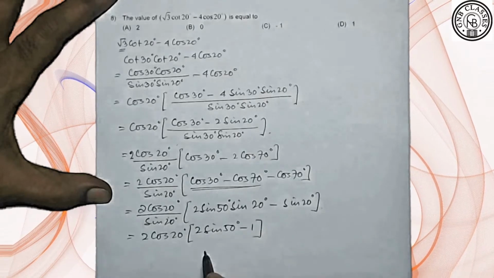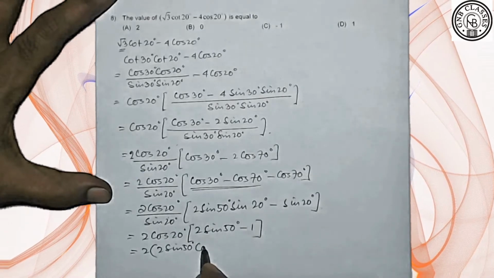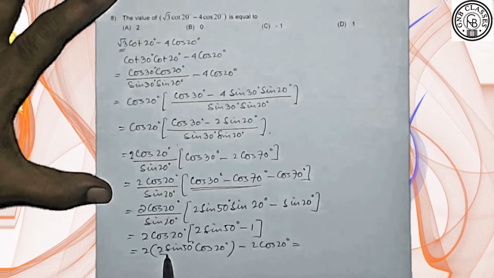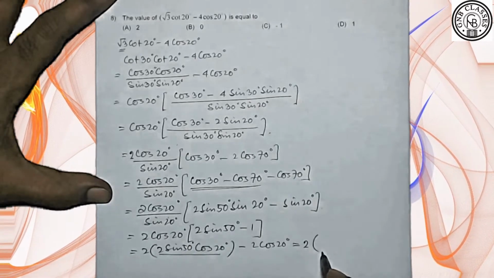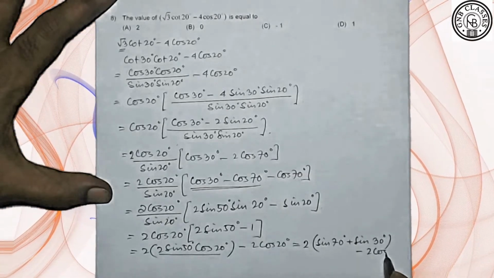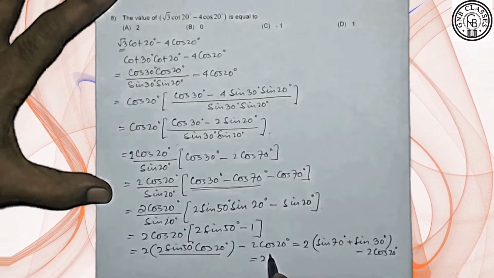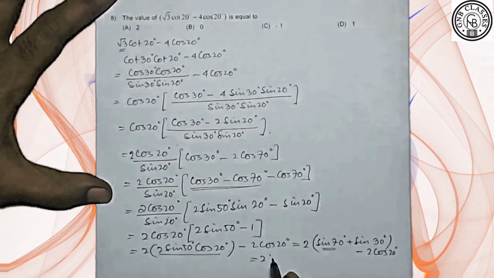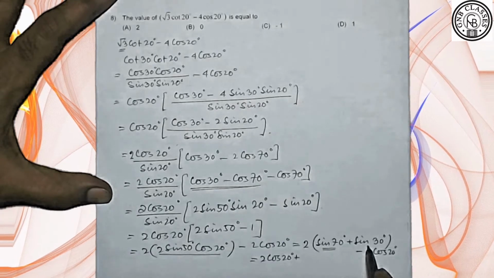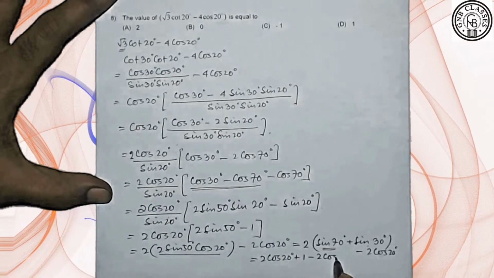2 sine 50 minus 1. Let me multiply. Now I am applying the formula of 2 sine A cos B. So we are having minus 2 cos 20. So if I open the bracket, sine 70 degree can be written as cos 20 also. So 2 cos 20 plus 2 times sine 30 degree. Sine 30 degree is half. So it is 1 minus 2 cos 20 degree.